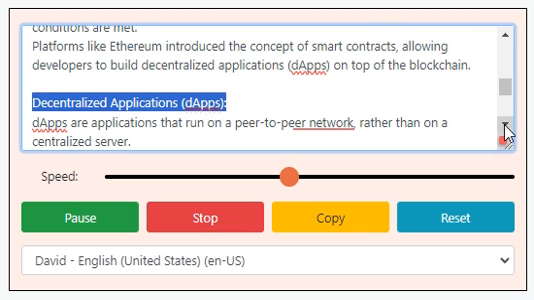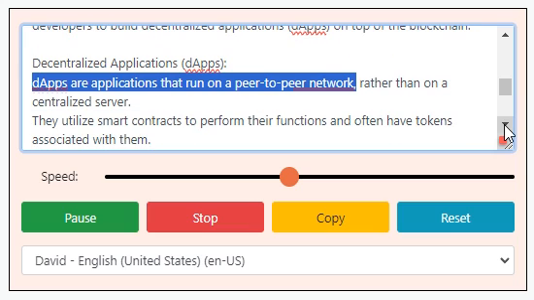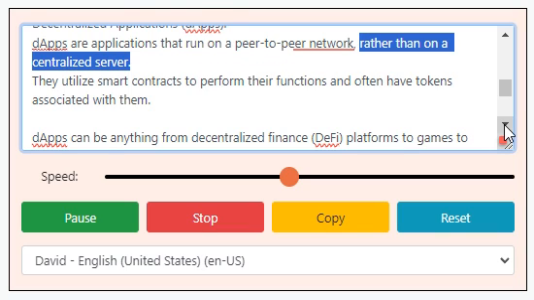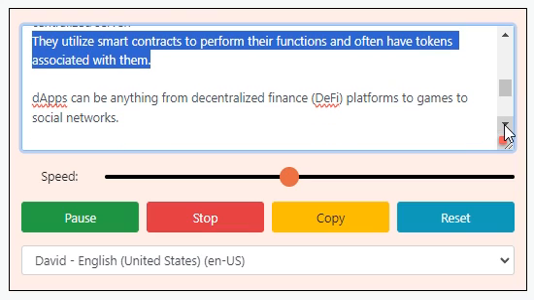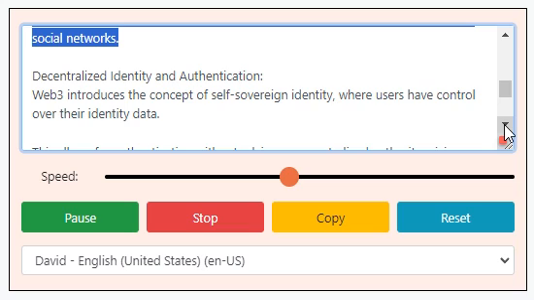Decentralized applications, dApps. dApps are applications that run on a peer-to-peer network, rather than on a centralized server. They utilize smart contracts to perform their functions and often have tokens associated with them. dApps can be anything from decentralized finance, DeFi, platforms to games to social networks.